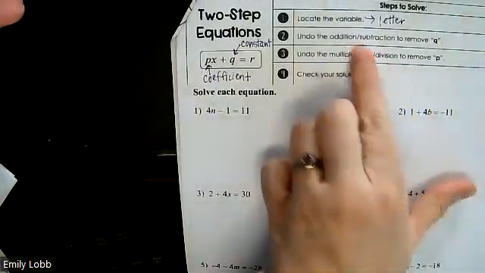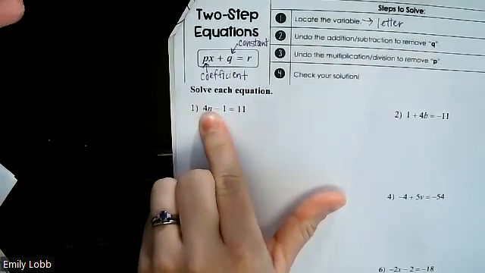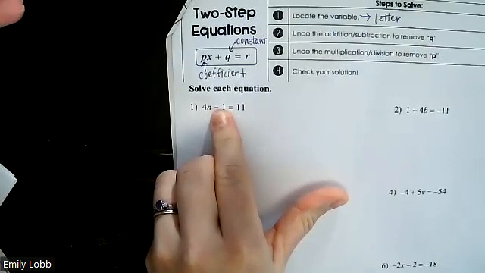All right, so we have to locate the variable. So here's our variable. Then we have to undo the addition or subtraction. So we have to undo this subtraction.